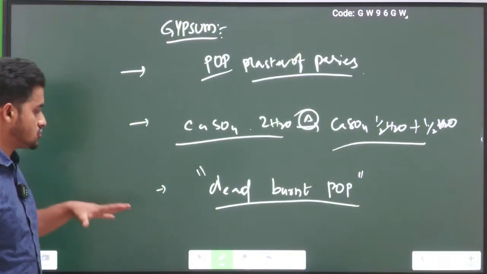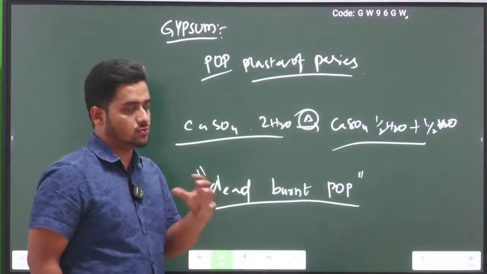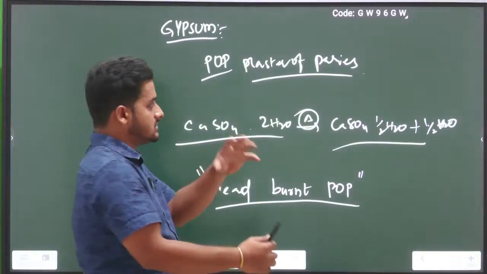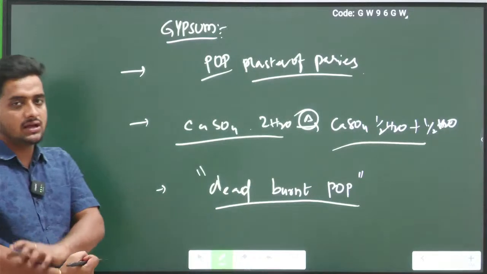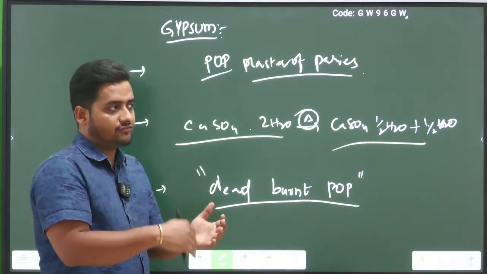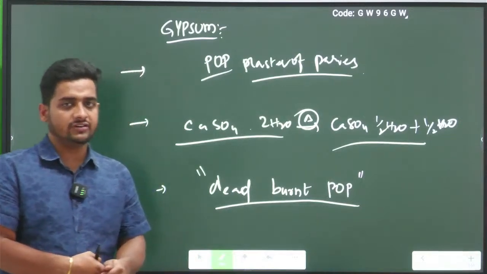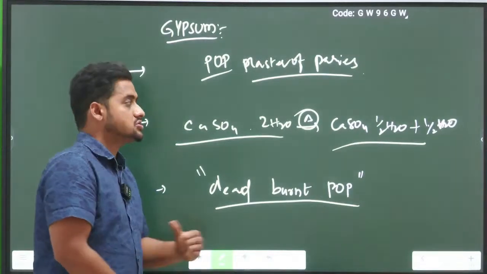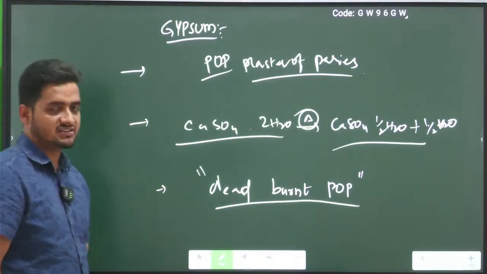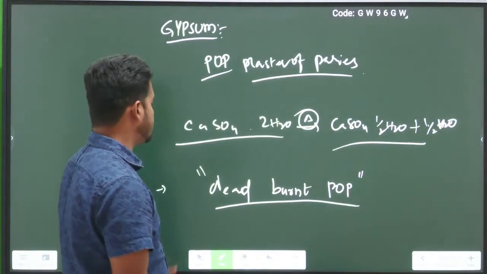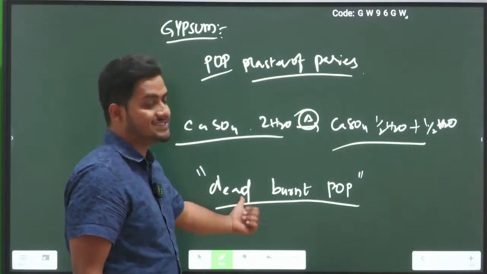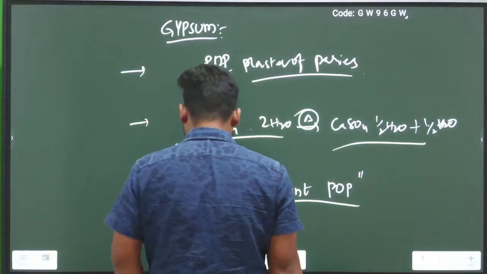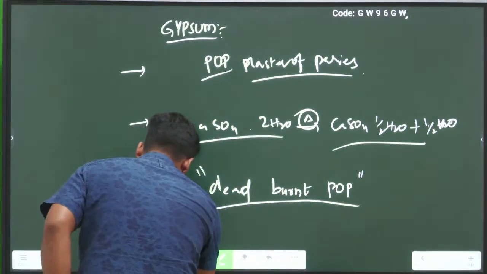Muscles stay in contact with the bones by this covering only. After this covering is done, the muscle gets contact with the bone, and after some days you may recover very fast because the muscle stays in contact with the bone. That stay is supported by this POP, which is nothing but gypsum. After that gypsum has been burnt, you can say it is dead burnt plaster of Paris.